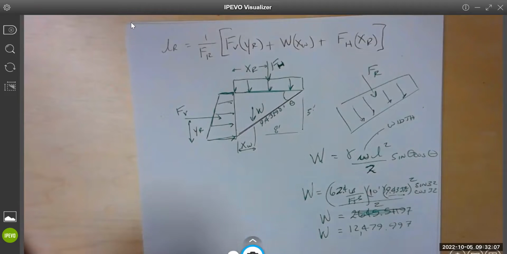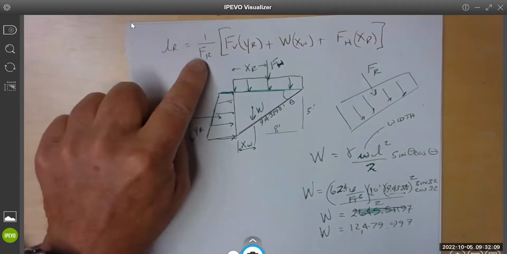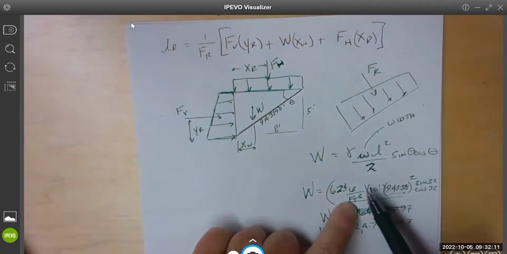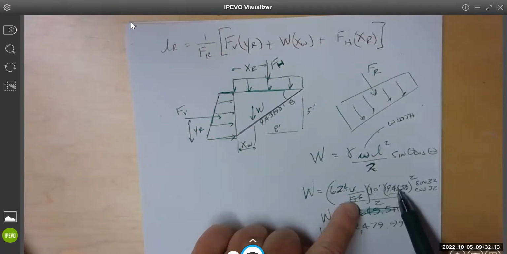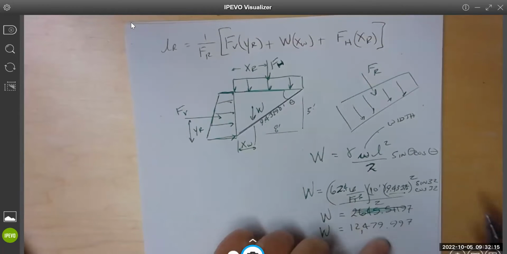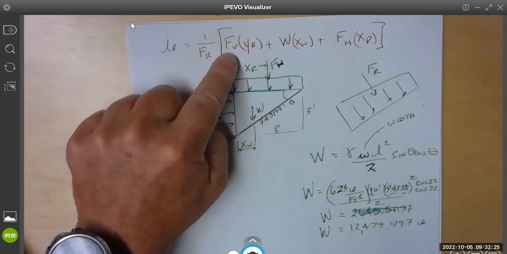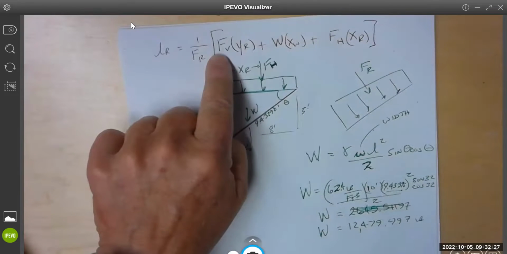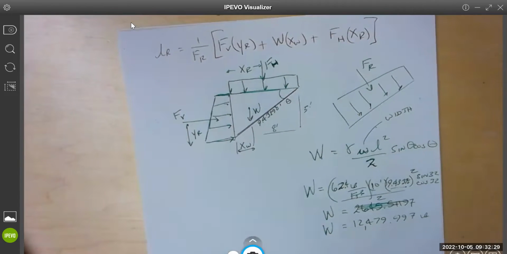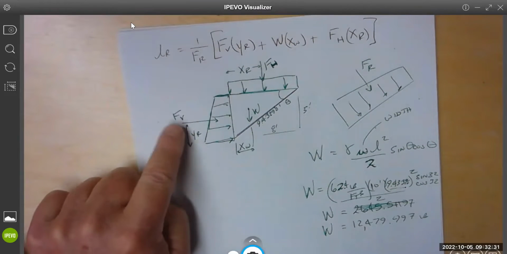All right, I was looking at that. We have feet cubed, feet, and feet squared, so that just comes out to pounds. Let's get F sub V. That's the next one. W, F sub V, and F sub H. So F sub V here.